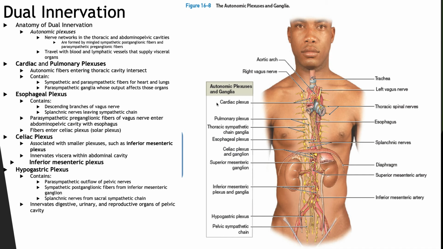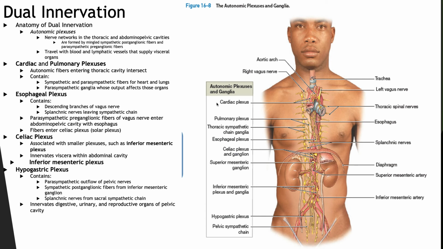Parasympathetic postganglionic fibers from the ciliary, pterygopalatine, submandibular, and otic ganglia of the head travel by the cranial nerves to their peripheral destinations. Sympathetic innervation reaches the same structures by traveling directly from the superior cervical ganglia of the sympathetic chain. In the thoracic and abdominopelvic cavities, the sympathetic postganglionic fibers mingle with parasympathetic preganglionic fibers, forming a series of nerve networks collectively called autonomic plexuses. They include the cardiac plexus, the pulmonary plexus, the esophageal plexus, the celiac plexus, the inferior mesenteric plexus, and the hypogastric plexus.